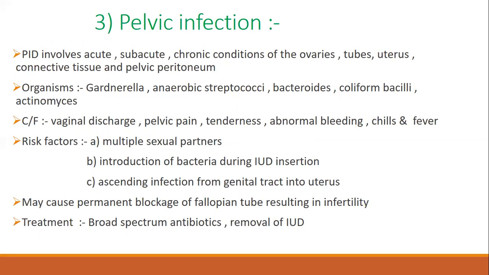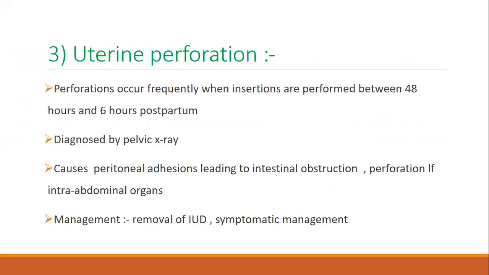So risk factors to develop PID. She may be having multiple sexual partners, introduction of bacteria during IUD insertion, or ascending infection from genital tract into the uterus. So PID may cause permanent blockage of fallopian tube resulting in infertility. Treatment is broad spectrum antibiotics and removal of IUD. Then uterine perforation. The perforations occur frequently when insertions are performed between 48 hours and 6 hours postpartum.